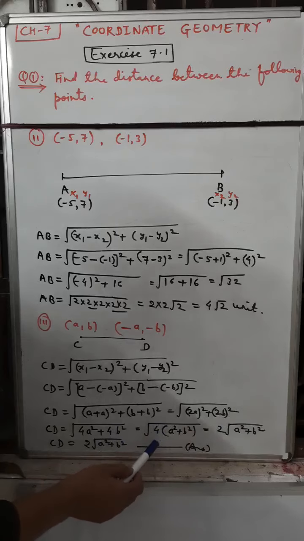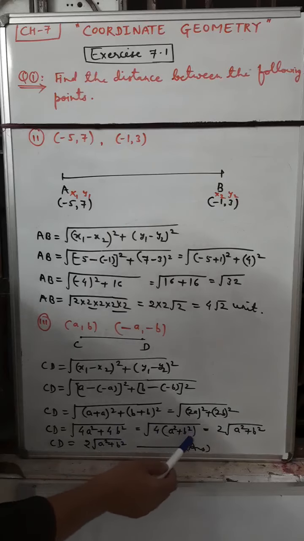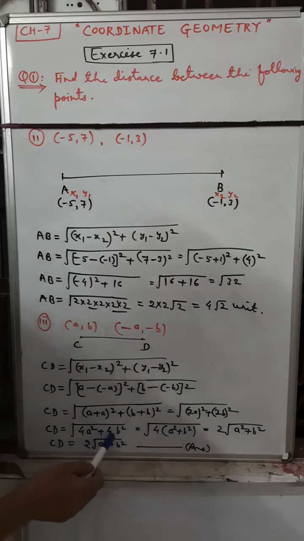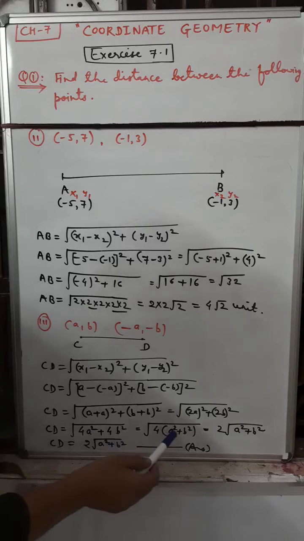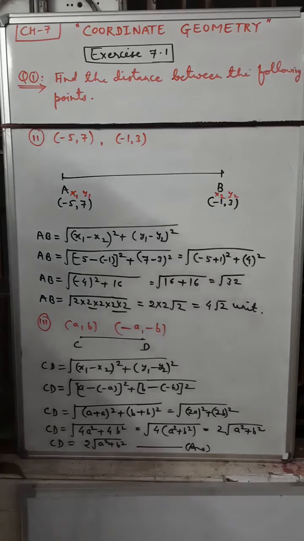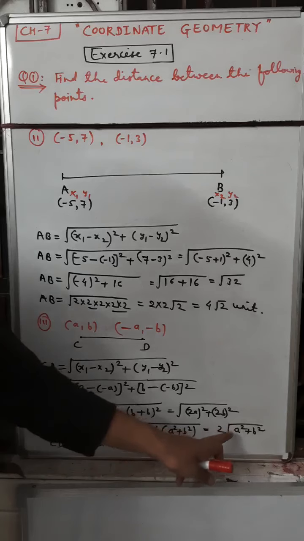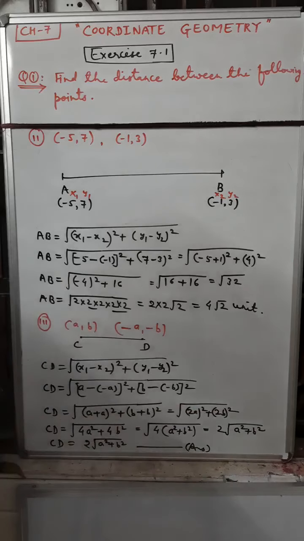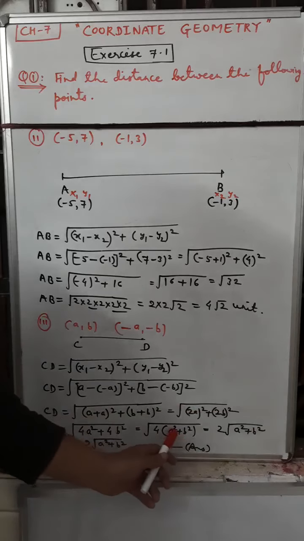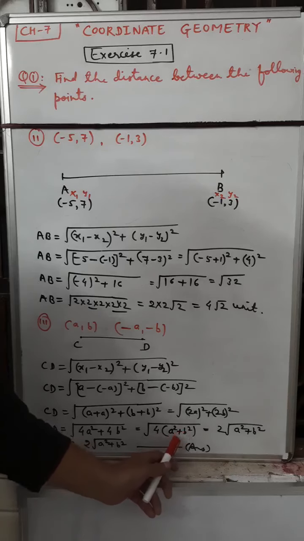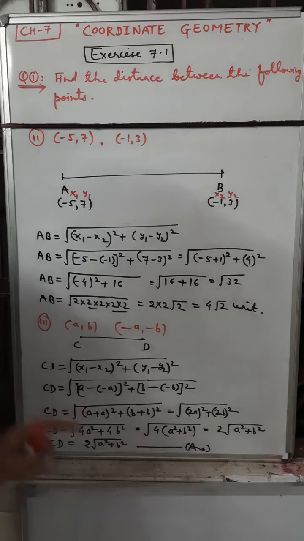Or you can take 4 common inside the under root. So 4 common, so what is remained? a square plus b square. And 4 will come out from the under root, because 4 is equal to 2 into 2. So here the pair will be of 2, and definitely that will come out from the under root. So 2 under root a square plus b square. That will not come out from the under root, because there is addition of squares of two numbers. So it is not possible to come out.